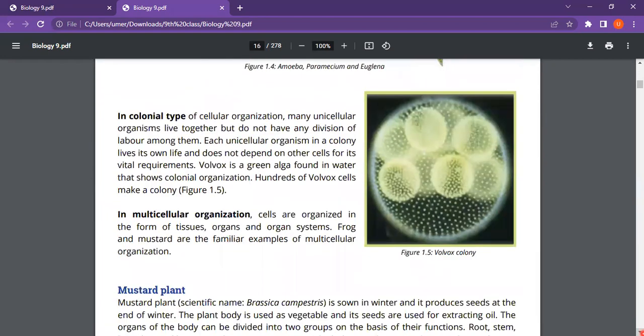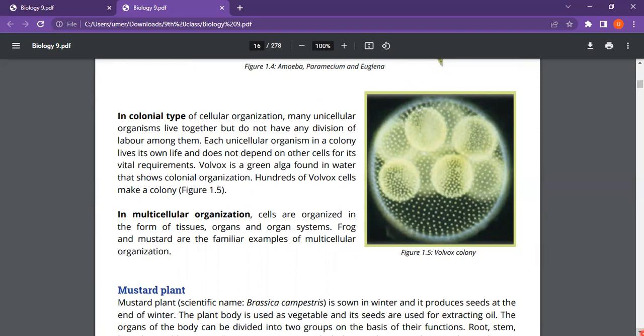In colonial cellular organization, many unicellular organisms live together but do not have any division of labor among them. Each unicellular organism in a colony lives its own life and does not depend on other cells for its vital requirements. Volvox is a green alga found in water that shows colonial organization. Hundreds of Volvox cells make a colony.